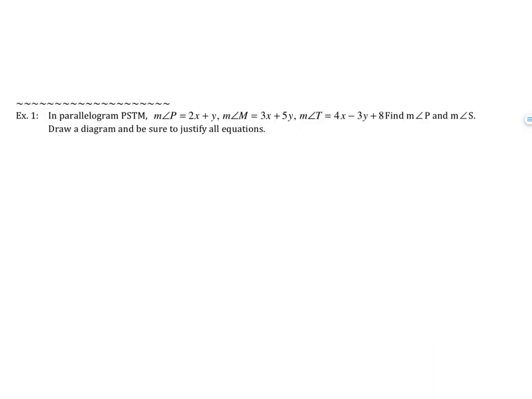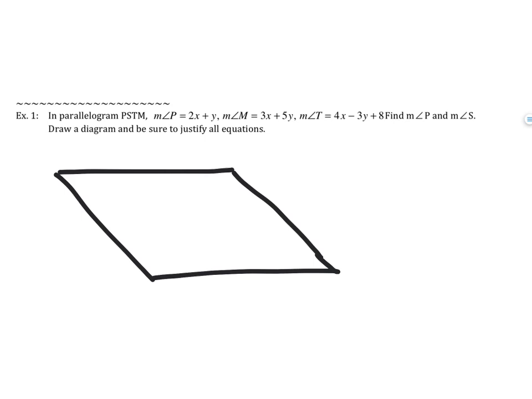Okay, so in parallelogram PSTM, we're going to go ahead and draw that. When you draw that, your letters have to go in the same order. You've got to pick either clockwise or counterclockwise. I'm going to start in the upper left, and then go right, bottom, and last on the bottom left. So you can't jump across the diagram when you're figuring those out.